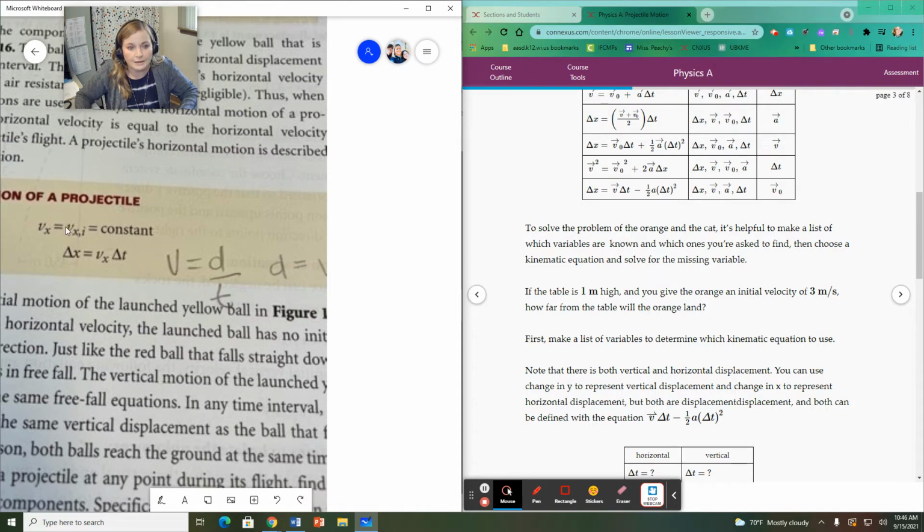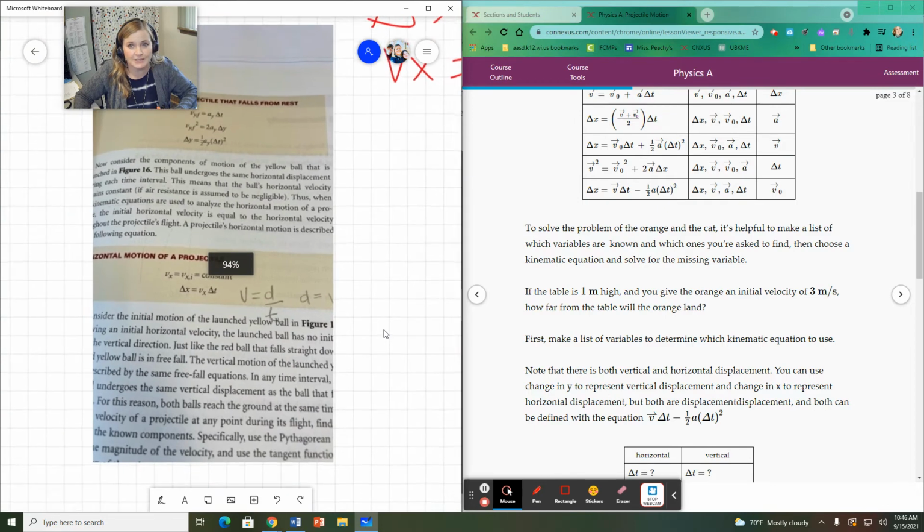Now, the other equation that they give you here is how do we figure out the change in position? Well, that's just velocity times time. We're just manipulating that equation. Normally, we have velocity as distance over time or displacement over time. Well, displacement is velocity times time. So that's where that comes from, right?